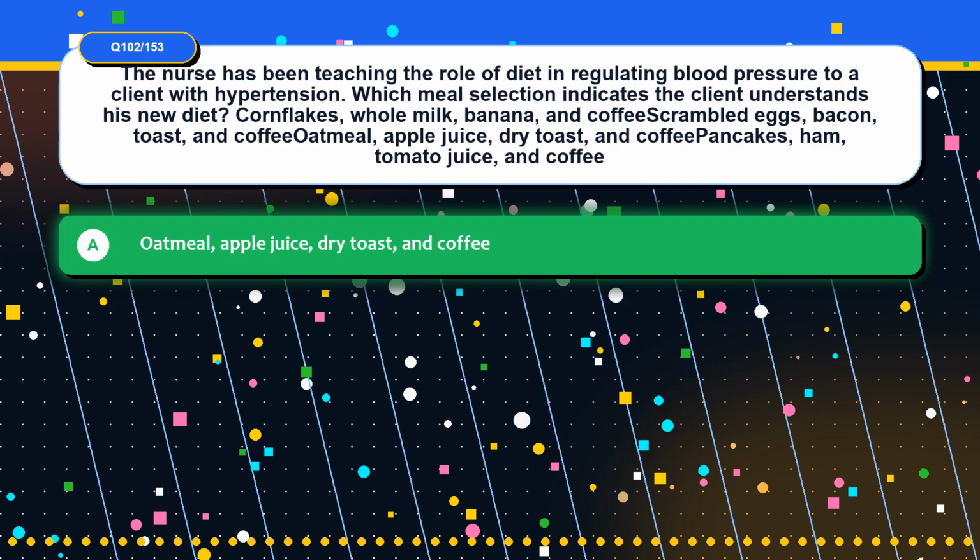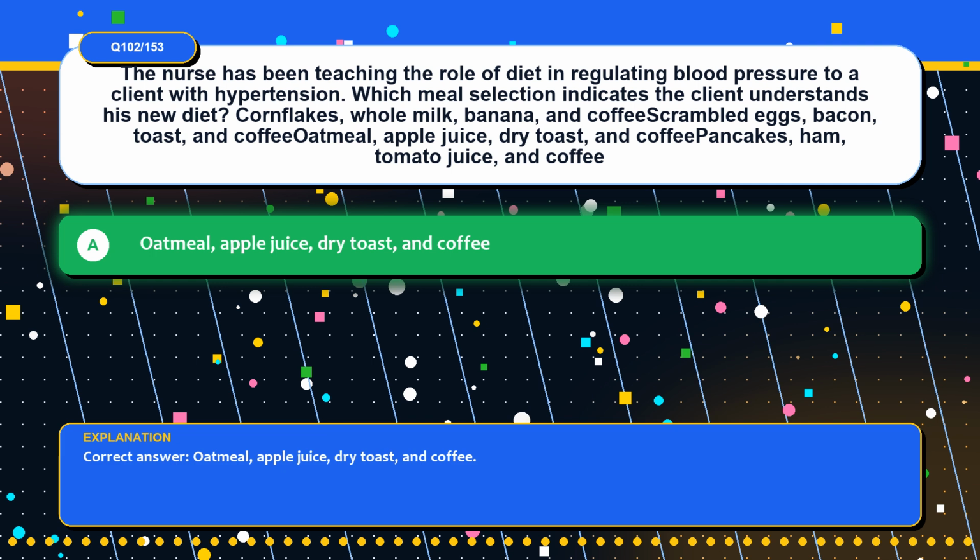The correct answer is option A. Oatmeal, apple juice, dry toast and coffee.